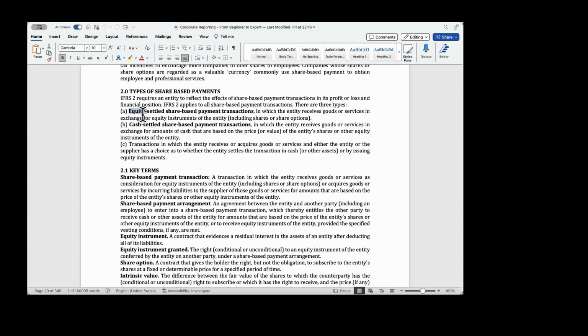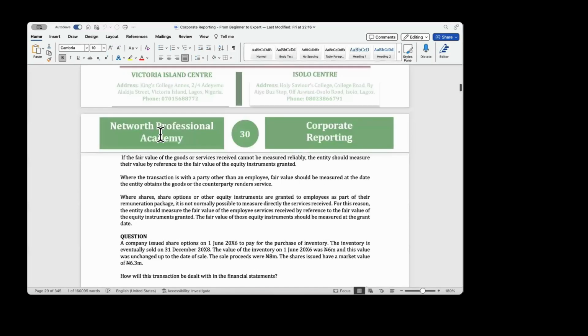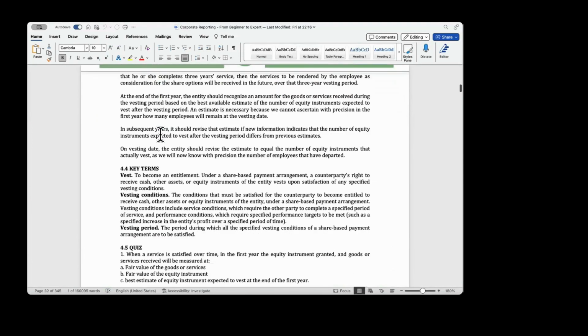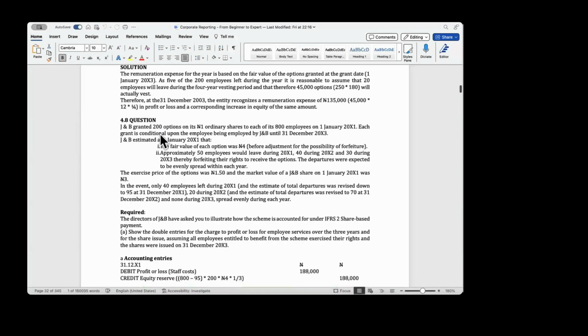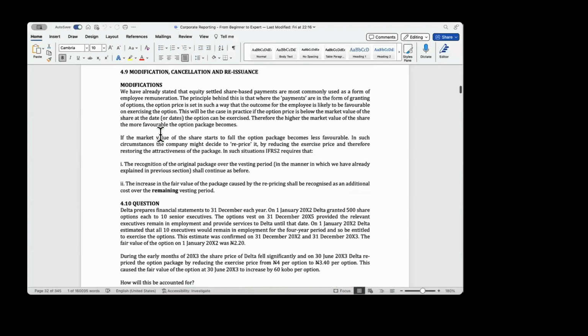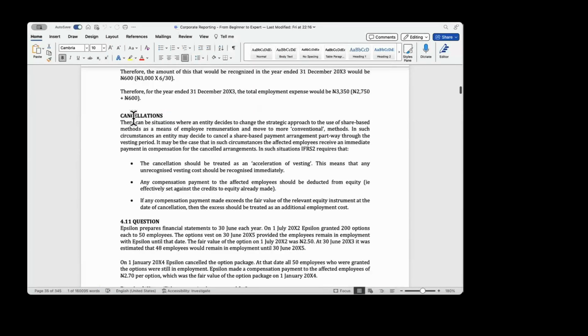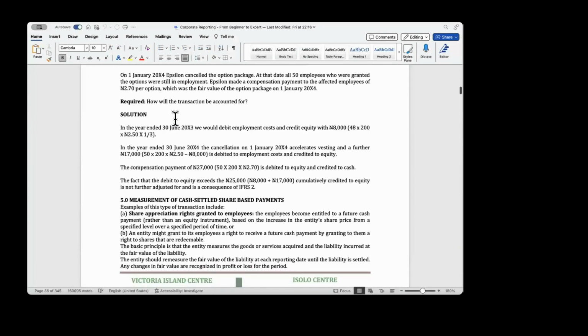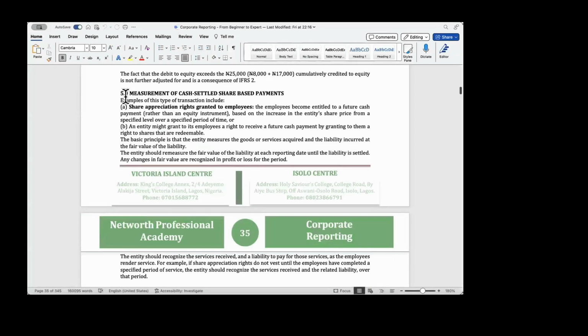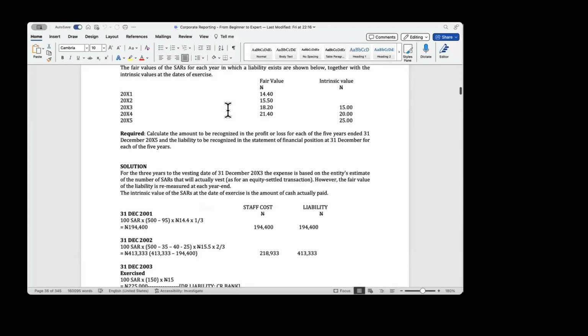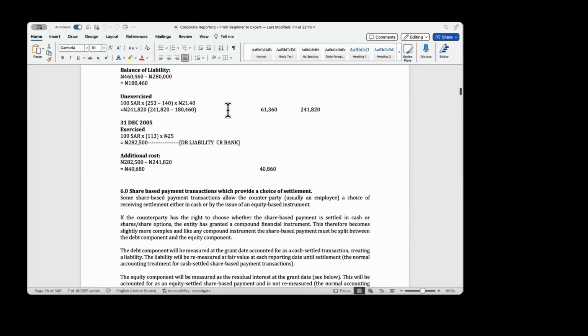Sorry. So then we looked at some workings to explain all of that. So in the last two classes, we have spent a lot of time on that, so I don't want to waste our time on that again. Then we also looked at modification last week. And also we looked at cancellation and we solved a question on each of them. Then we went to measurement of cash settled. We looked at that also and solved this question.